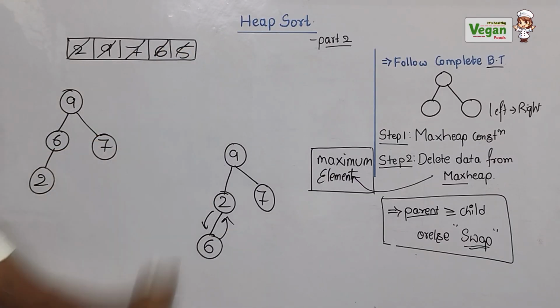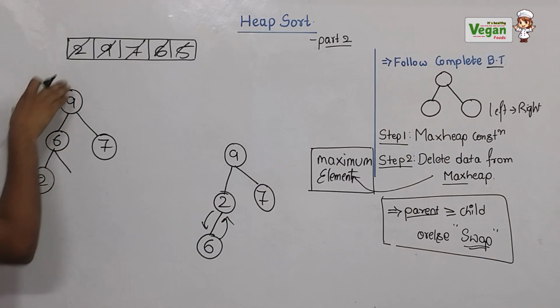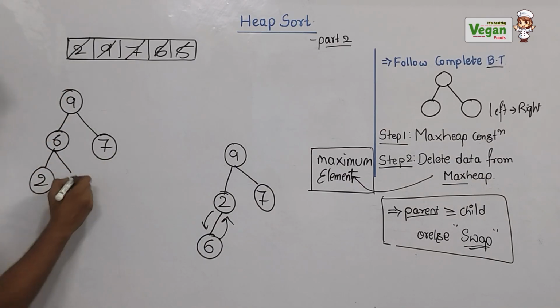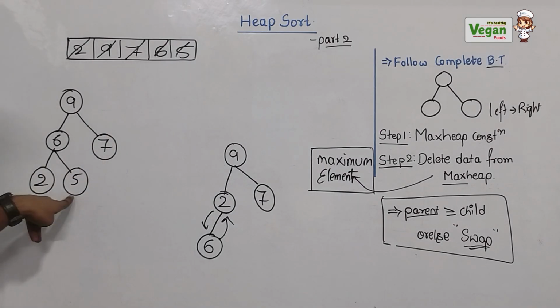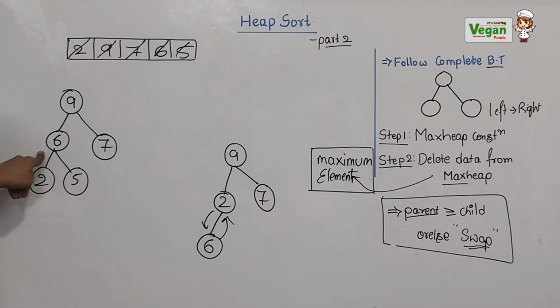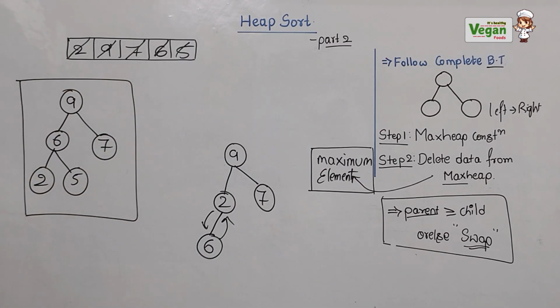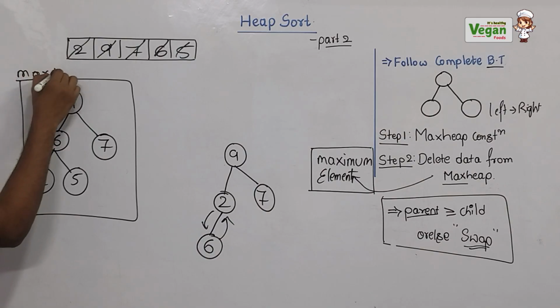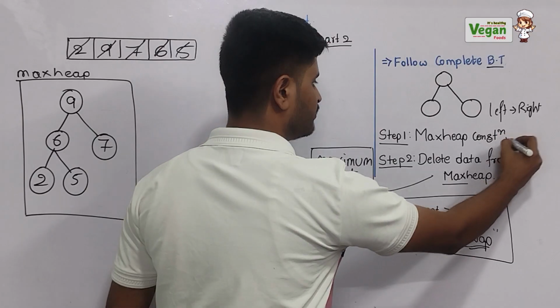Next let's insert the 5. So after the left child, we must insert the right child. Level by level, left to right. So I will be inserting 5 here. If you see, the child values are less than parent value. So this is the final max heap that we constructed. This is the max heap. So now we are completed with step number 1.